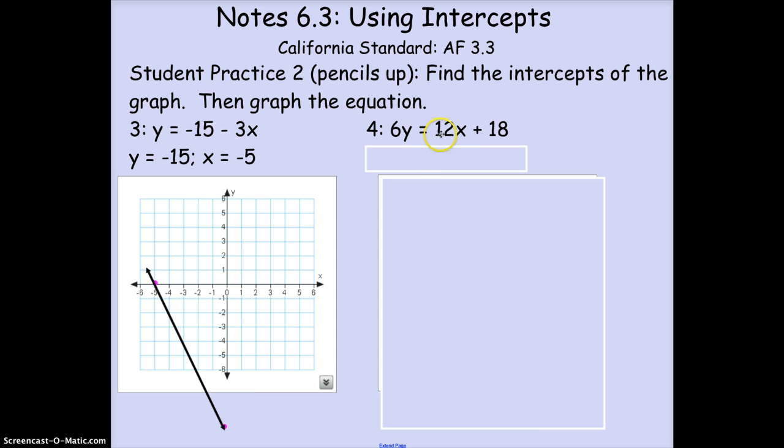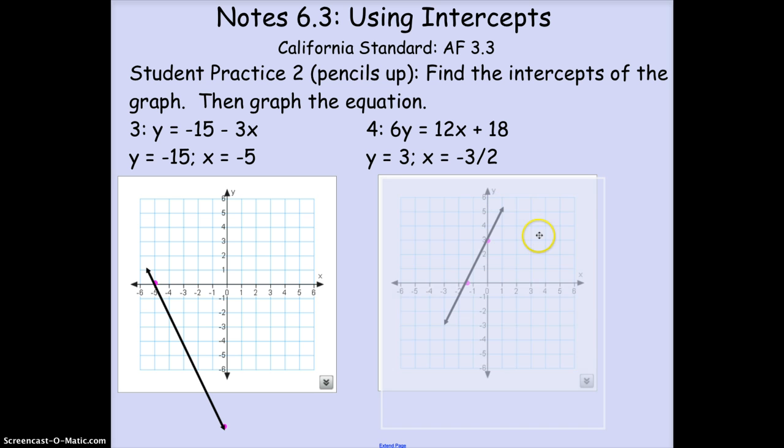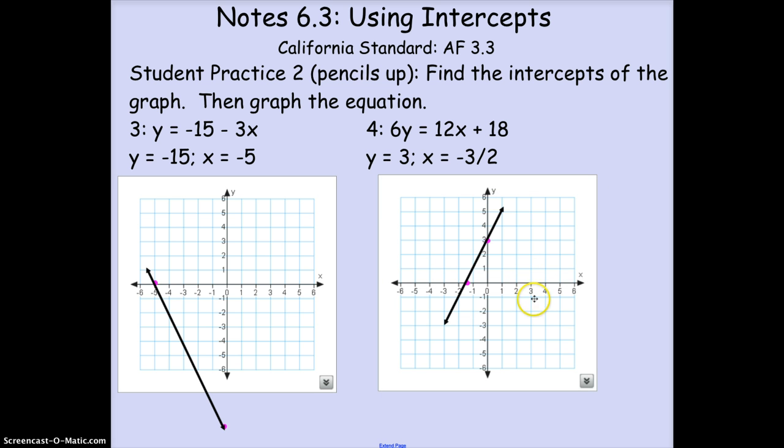Problem number 4. When you make x 0, it makes the 12x go away, and you end up with 6y equals 18. Divide both sides by 6, and you end up with 3. When you make y 0, it makes the 6 go away, because 6 times 0, of course, is 0. So we have to subtract 18 from both sides, giving us negative 18 equals 12x. Divide each side by 12, and of course you can reduce that fraction. Negative 18 over 12 reduces to negative 3 over 2. And again, you have your graph.